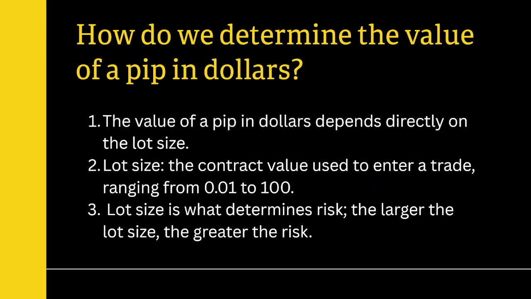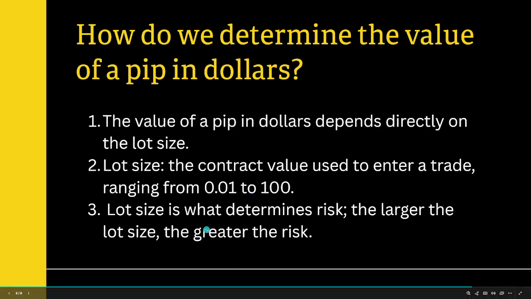How do we determine the value of a pip in dollars? The value of a pip in dollars depends directly on the lot size, as we said before, and as the examples we stated. The lot size is the contract value used to enter a trade, ranging from 0.01 to 100. Lot size is what determines risk. The larger the lot size, the greater the risk.